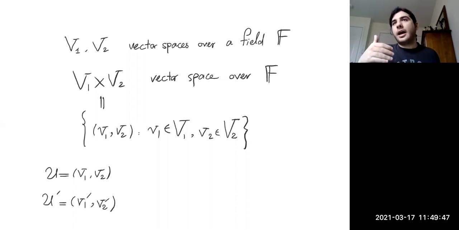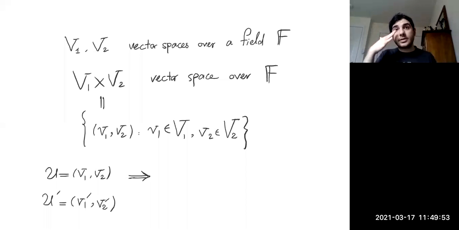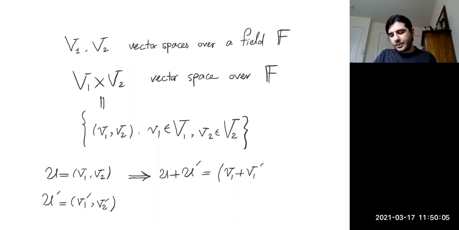Now I should be able to add these two. If this new product space wants to be a vector space, I should be able to define u plus u prime. And the definition is component-wise. I would add v1 to v1 prime and v2 to v2 prime.